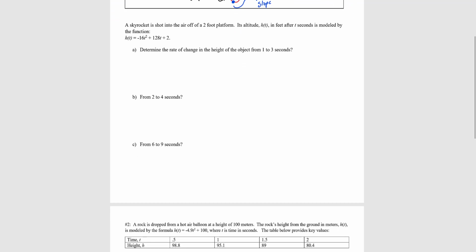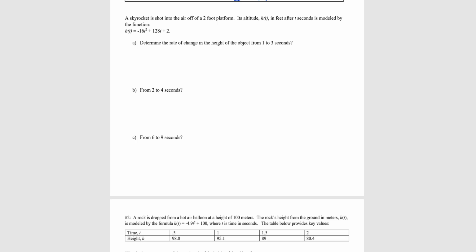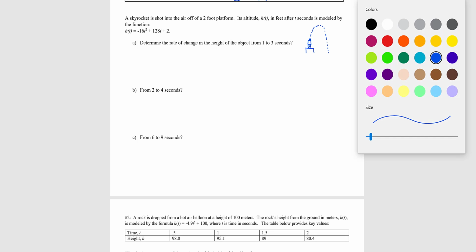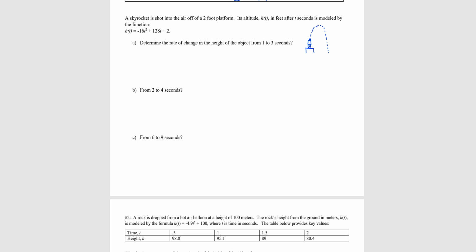So let's look at one example where they give us an equation. So we've got a skyrocket is shot into the air off of a 2-foot platform. Its altitude, h(t) in feet after t seconds, is modeled by the following equation. I always like to draw a little picture. It doesn't have to be a work of art, as you can see there. But that's kind of an idea of what we're looking at. We're looking at an upside down U-shaped parabola graph there.